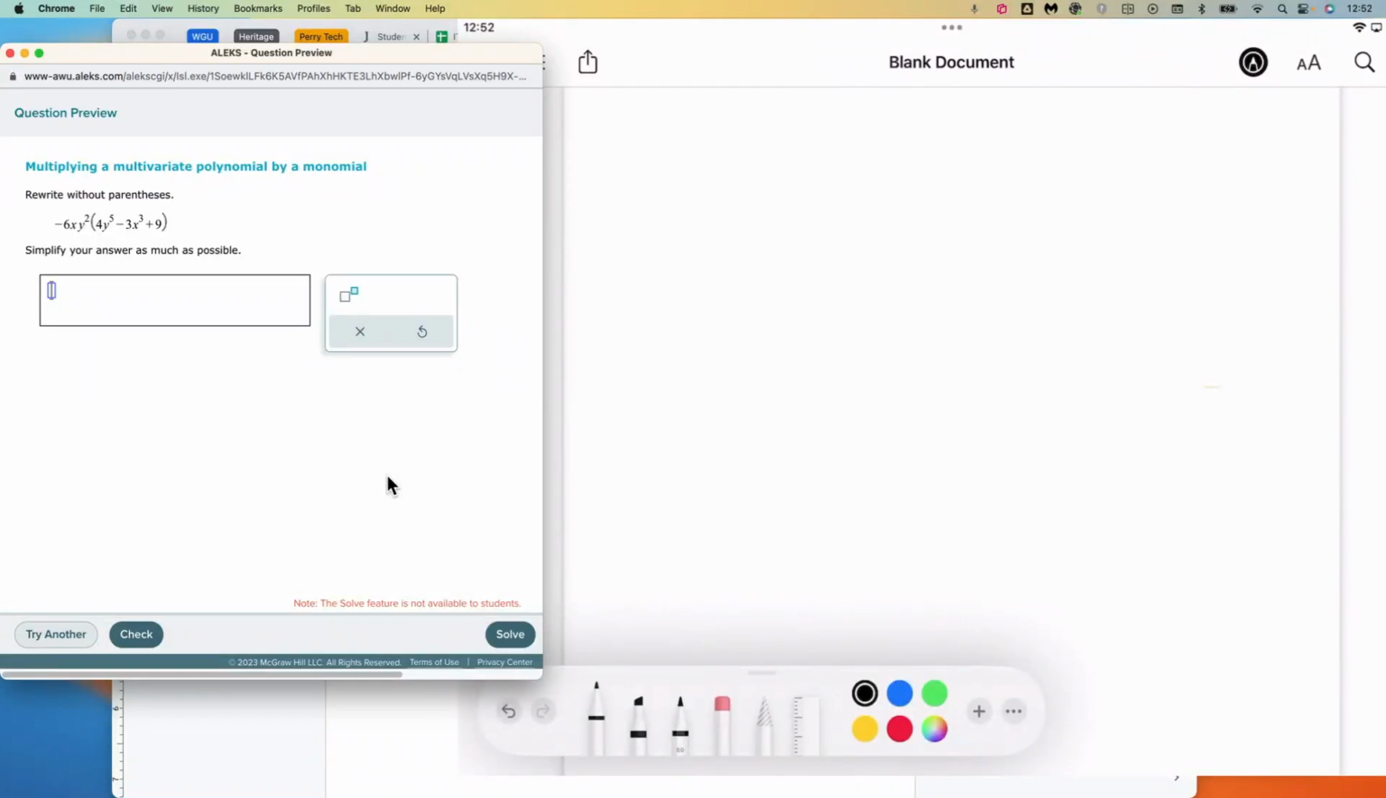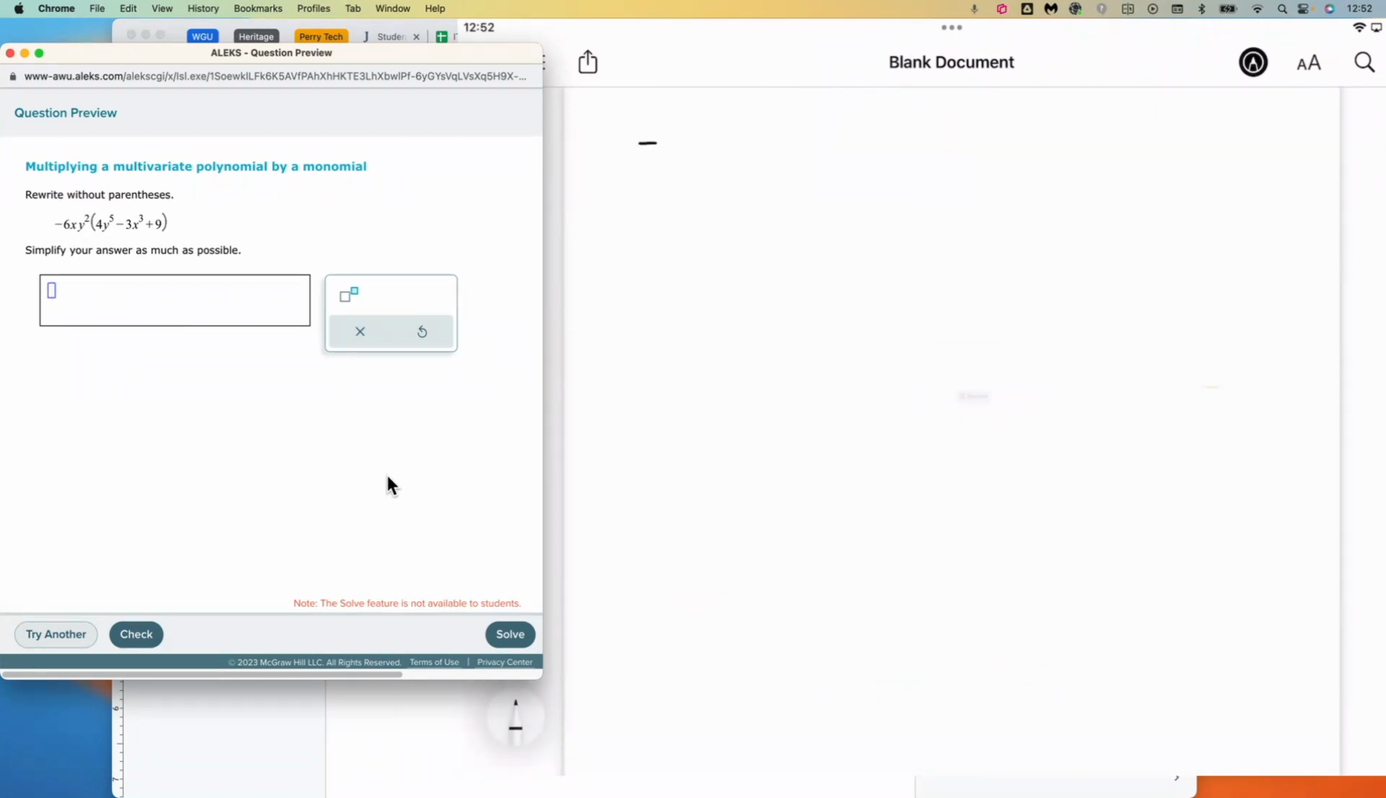Okay, so I'm multiplying a multivariate polynomial by a monomial. And so multiplication is actually a little bit easier than addition in this case, in my opinion. We have negative 6xy squared times 4y to the fifth minus 3x cubed plus 9. And so many teachers teach this by doing this thing.